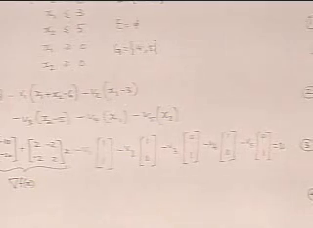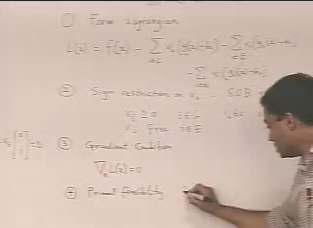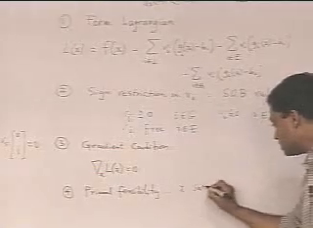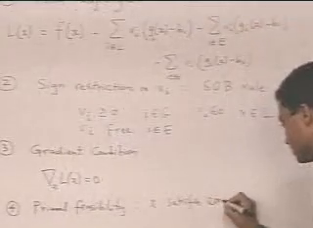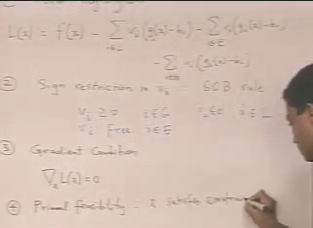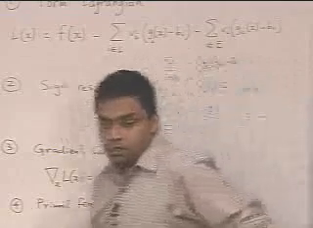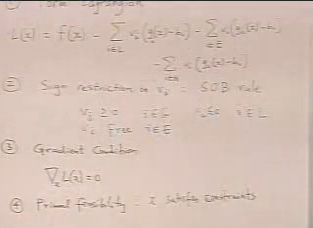The next condition I put is that the x be primal feasible. So I have to make sure that x satisfies the inequalities or constraints. And lastly, complementary slackness.